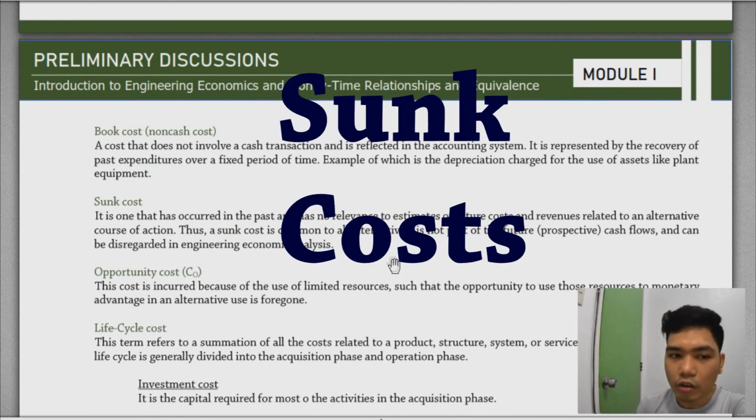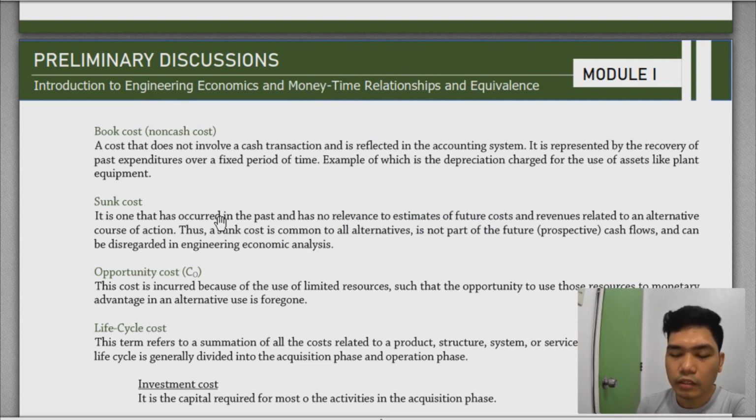And then the sunk cost. So this one is the cost that has occurred in the past and has no relevance to estimates of future costs and revenues related to the alternative course of action. That's why a sunk cost is common to all alternatives and is not part of the future cash flows and can be disregarded in engineering economic analysis. So later on, you'll be able to understand more on this sunk cost when we talk about depreciation, but this is actually disregarded. You can always read the definition here.